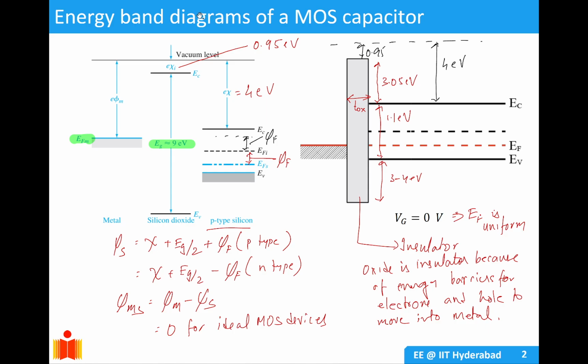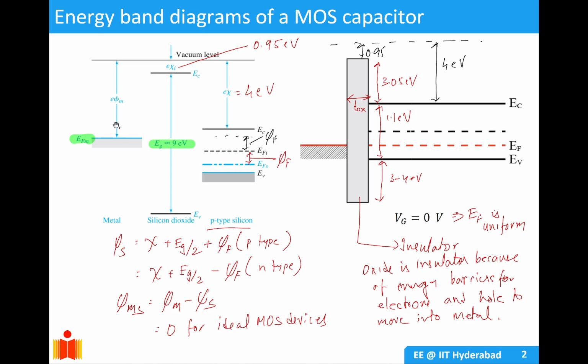Now how to draw an energy band diagram for this? You have three components: one metal, one oxide, one semiconductor. First, you have to draw individual band diagrams for each of them. For metal, the only band diagram is the Fermi level. First you have to draw a vacuum level. The vacuum level will be common for all of them. It's a straight line.